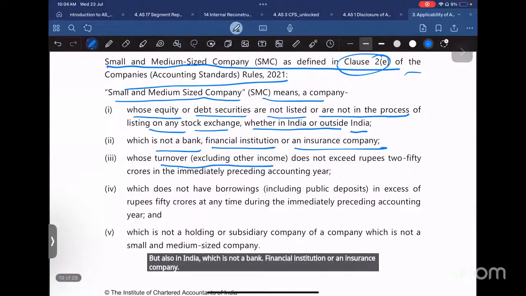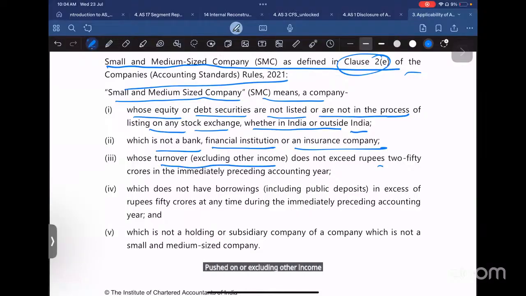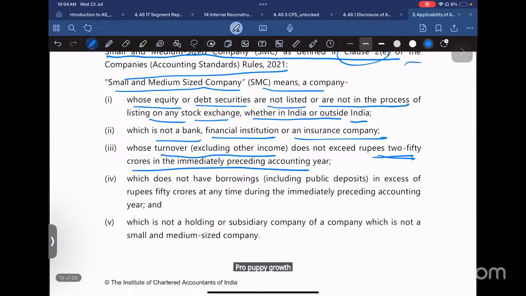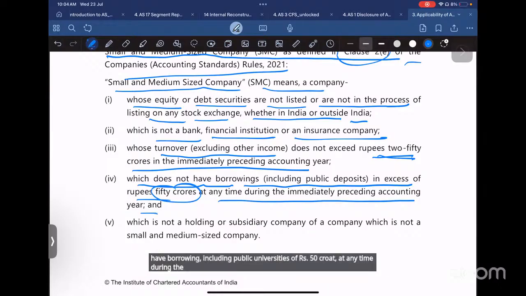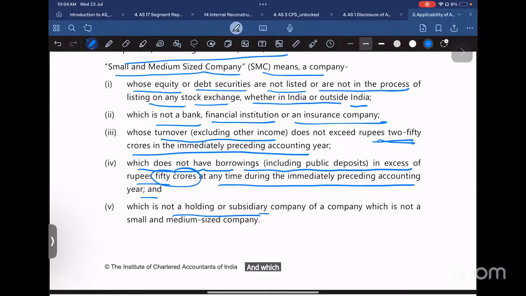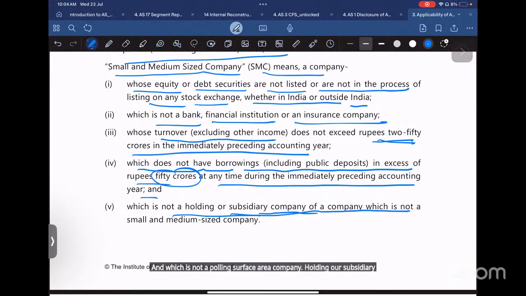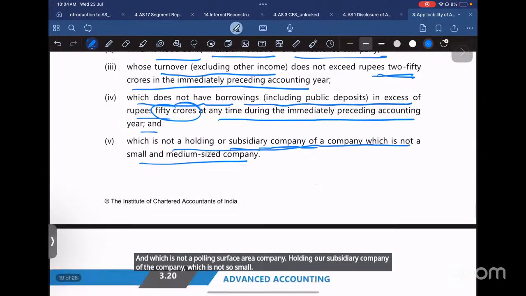whose turnover, excluding other income, does not exceed rupees 250 crore in the immediately preceding accounting year, which does not have borrowings, including public deposits, in excess of rupees 50 crore at any time during the immediately preceding accounting year, and which is not a holding or subsidiary company of a company which is not a small and medium-sized company.